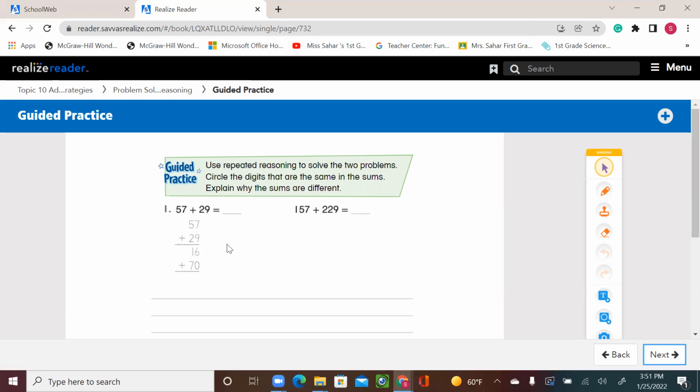So let's see the first one. We have 57 and 29. So what am I doing here? I'm adding the ones. 7 plus 9 equals 16, and 50 and 20, 5 tens and 2 tens equals 70. So the answer is 86. Let's put this down.